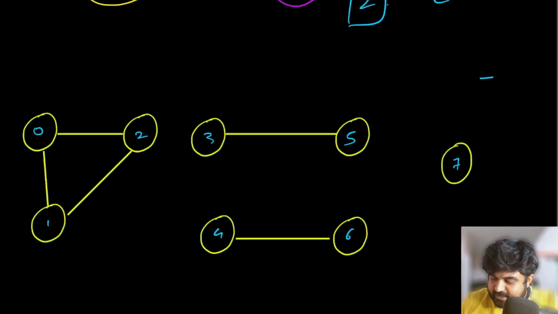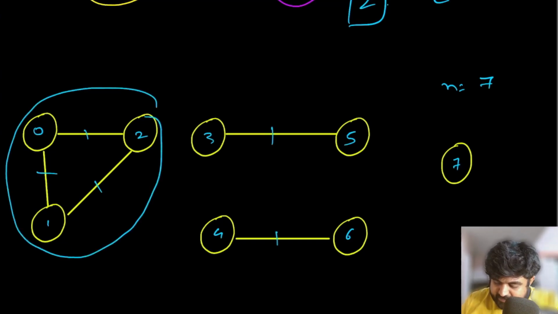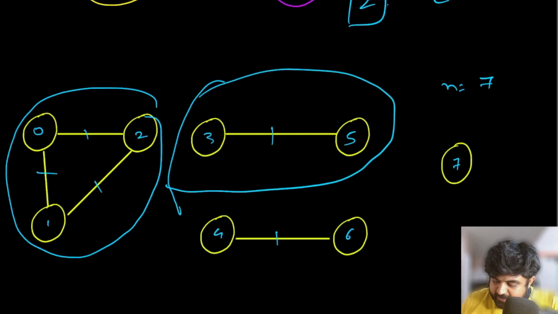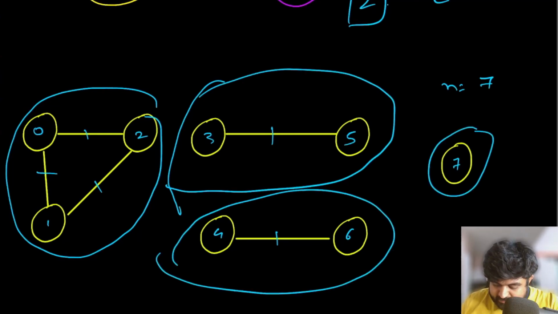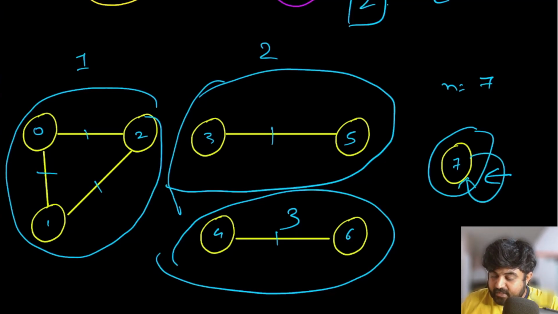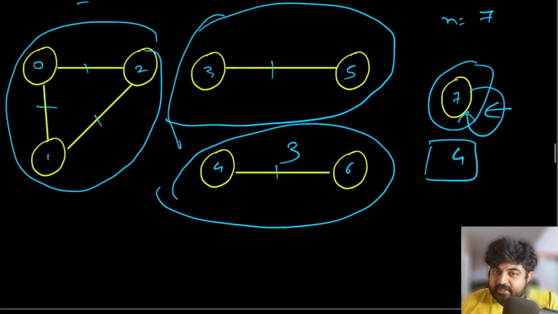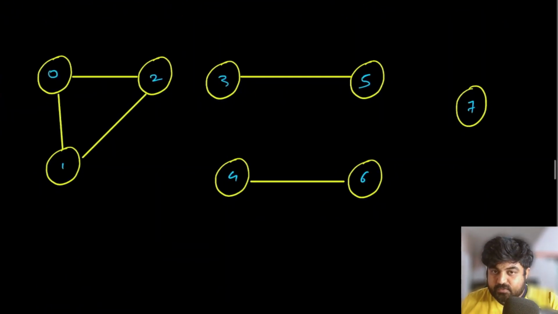Suppose in this case, currently we are given n is equal to 7 and we are given all of these different edges. Now in this example, we can clearly see that there exist 4 different connected components, and those 4 components are these: this is the first one, this is the second one, this is the third one, and though this 7 is not connected with any other node, still this is a connected component in itself because it's connected with itself. So in this case, in total, since we have 4 connected components, we need to return 4 as the answer. Now let's see what is going to be the strategy to solve this problem.